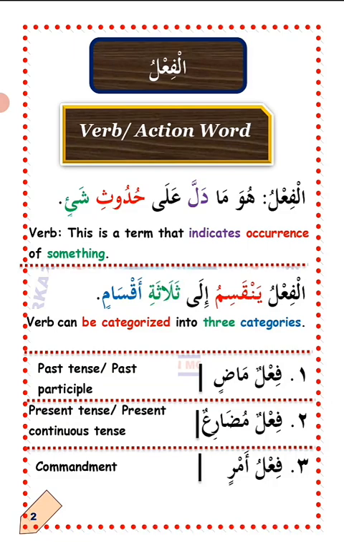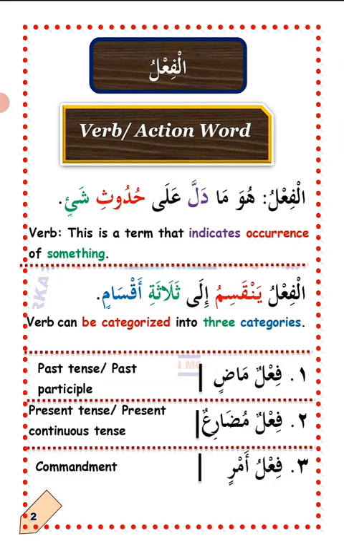Just like jalasa yajlisu, the masdar is julus, sitting down. Just like dakhala, to enter, yadkhulu, his entering, and the masdar is dukhul, entering. The same format, the same wazn. Just like kharaja, he went out, yakhruju, he is going out, and the masdar is khuruj, going out. So huduth is the masdar of hadatha, yahaduthu, which means to happen or to occur. So al-fi'l by definition, huwa ma dalla ala, it is a term in Arabic that indicates huduth shay, occurrence of something.